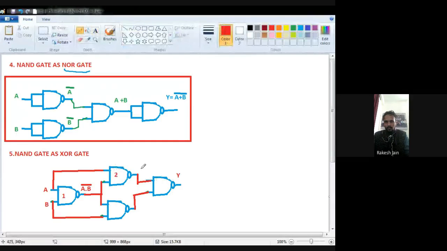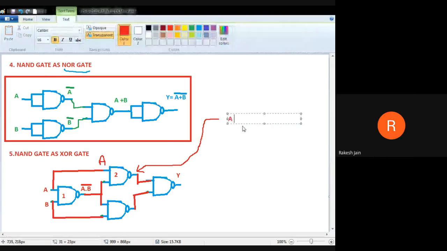Now see this second NAND gate very carefully. So this is a NAND gate. It means its output is what? First input dot second input having a bar. So what is the first input? The first input is connected with A. So here there is A. So first input is A.